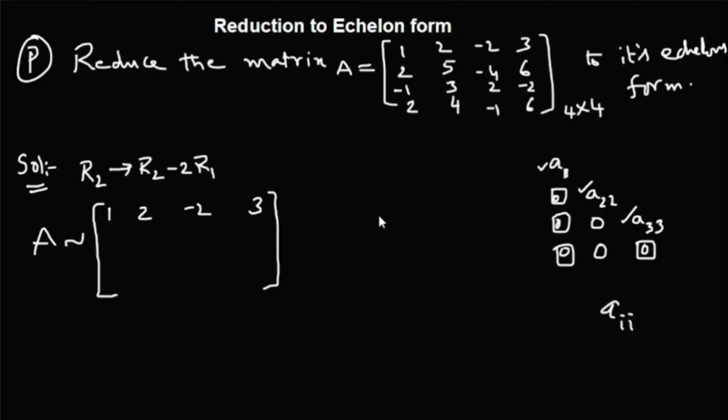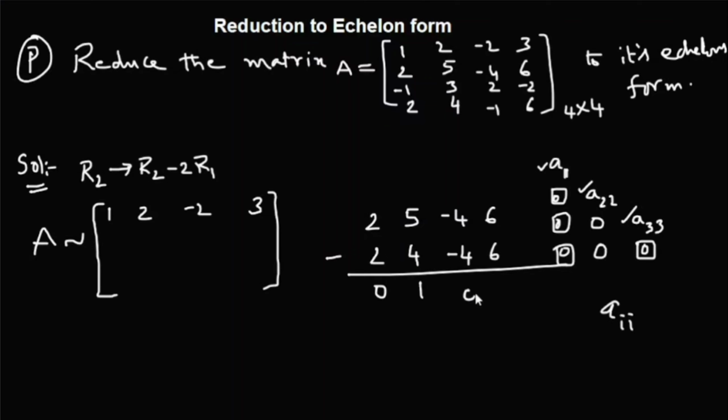So what is R2? R2 is 2, 5, minus 4, 6, minus 2R1. 2 into R1 is what? 2 into 1, 2. 2 into 2, 4. Minus 4, 6. Then you subtract, you will get 0, 1, 0, 0. So you get 0, 1, 0, 0 here.